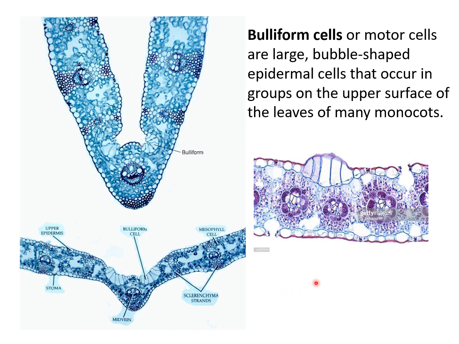In some plants, especially in corn leaf or in rice, you can also see some modified epidermis. We call this the bulliform cell or motor cell. The bulliform cells are large, bubble-shaped epidermal cells that occur in groups on the upper surface of the leaf of many monocots. This is the example of corn leaf.